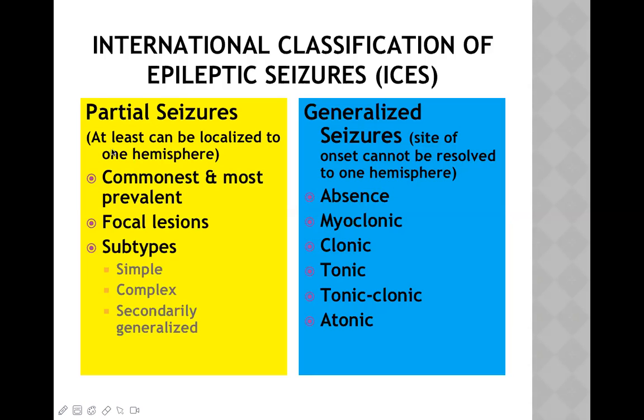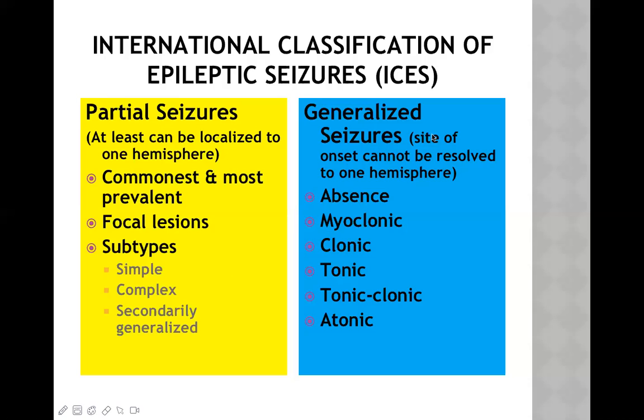So partial seizure can at least be localized to one hemisphere. These are the commonest type of epileptic seizure. They occur because of a focal lesion in one area of the brain, and the part of the body which is controlled by that area of the brain will develop seizure. Subtypes can be simple, complex, and secondary generalized. Already talked about, so let's not waste time here.